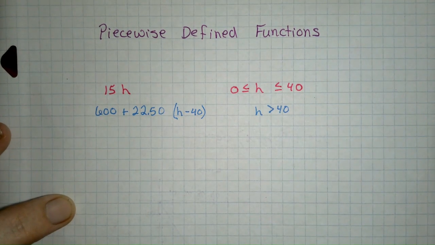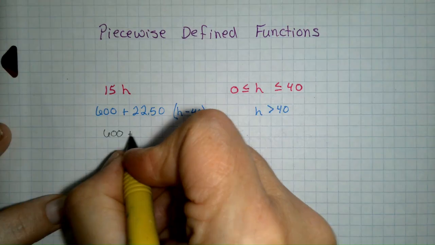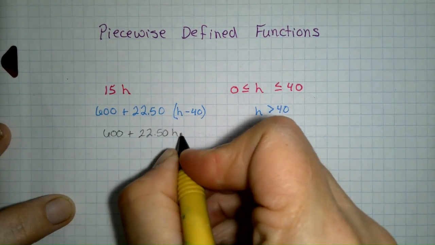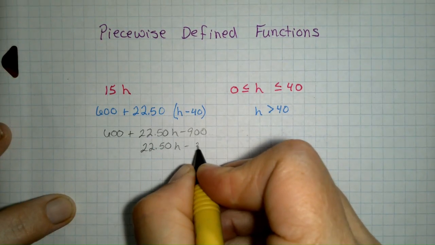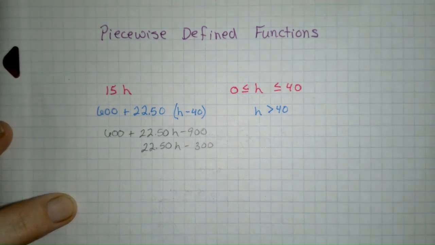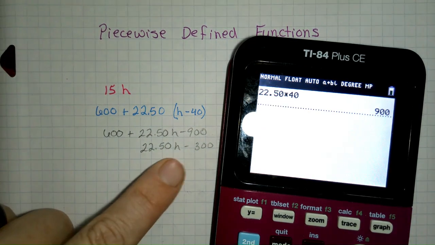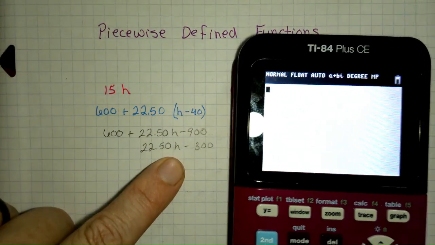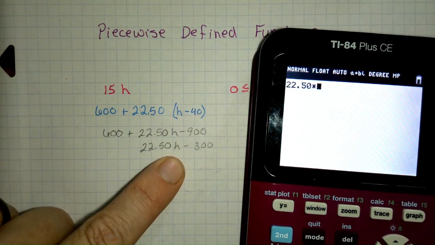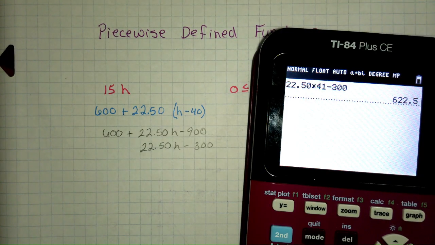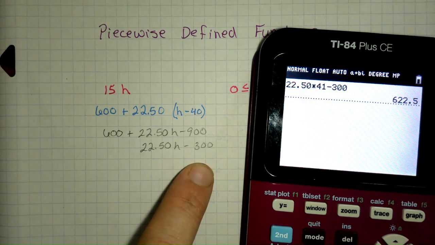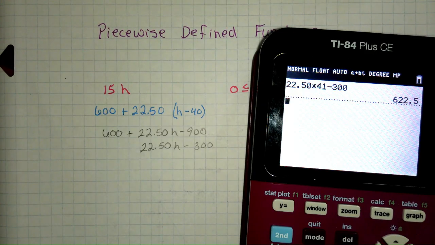So if I go ahead and simplify that, that would be 600 plus 22.50H minus 900, combine like terms, and we get 22.50H minus 300. So for example, let's say you work 41 hours. I can now put 41 in here. So that's going to give us 22.50 times 41, and then subtract that 300. And you'll notice it's $622.50. So with that 1 hour of overtime, you get that $600 plus that $22.50 just because you worked 1 hour of overtime. So that's why the simplified equation works once you hit hours past 40.